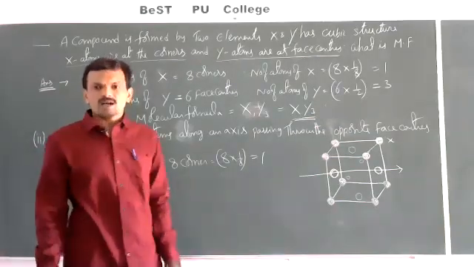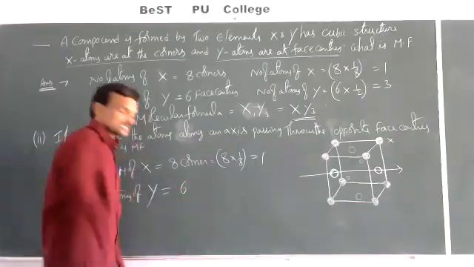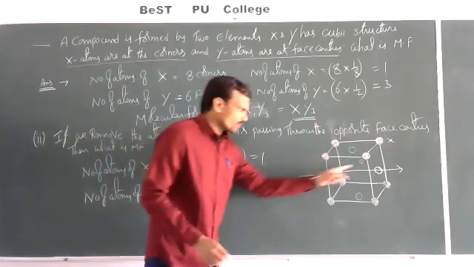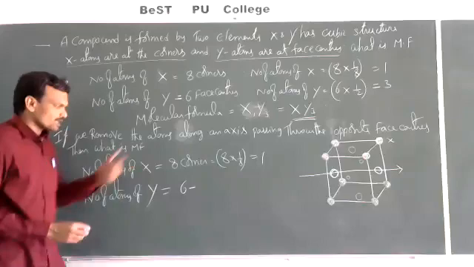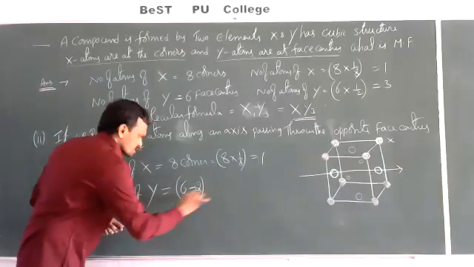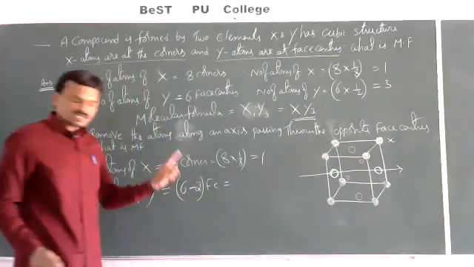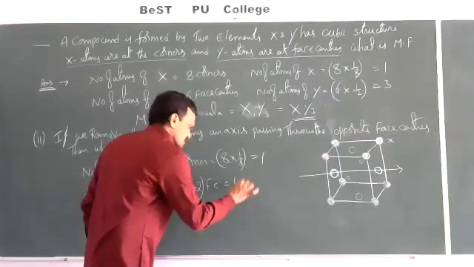So number of atoms of Y. We are having 6 face centers. Out of the 6 face centers, 2 face center particles are removed. Then what is remaining now? 6 minus 2 face centers. So out of 6 face centers, 2 face centers are removed. The remaining is 4 face centers.